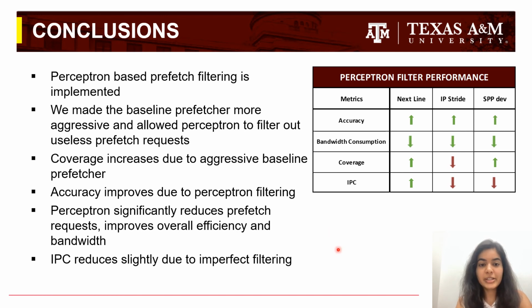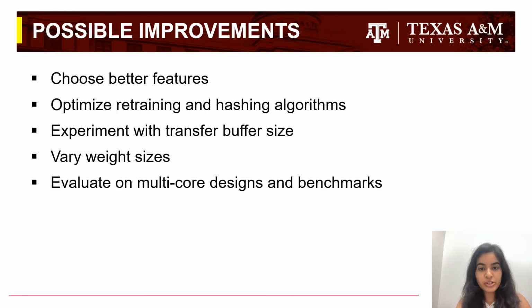One of the major advantages of using a Perceptron filter is that it can be used with any baseline prefetcher to improve its metrics with slight feature training. There's a lot more research that can be done on Perceptron-based filtering. One of the most important things is to experiment with different features. Feature tuning still remains a mystery, and there's more work ongoing in academia on this. We can also design better retraining algorithms and experiment with varying hardware resources allocated to the Perceptron filter.